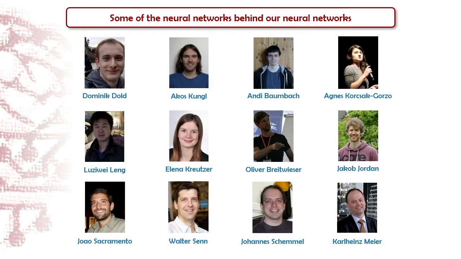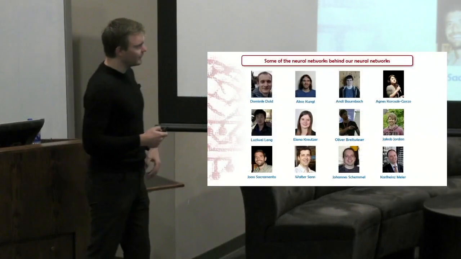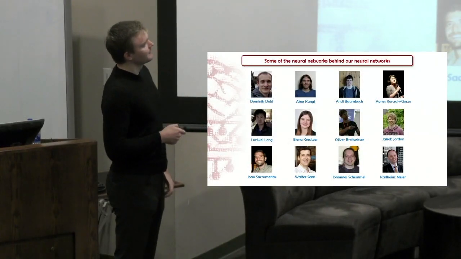So we have from Heidelberg, Dominik Dold and Akos Kungel, who worked both on the stochastic sampling, spiking sampling networks, and on the Lagrange formalism. Andy Baumbach from Heidelberg, who worked on the sampling networks. Agnes, who was with us a couple of years in Heidelberg, and now she's in Jülich. She worked on the annealing with rhythms, with background oscillations.